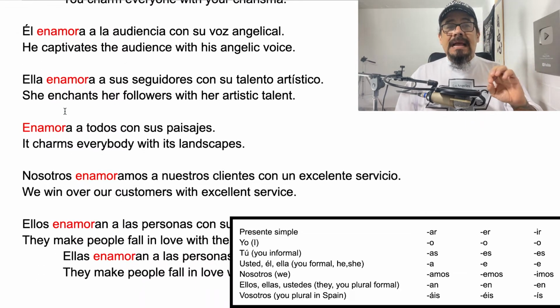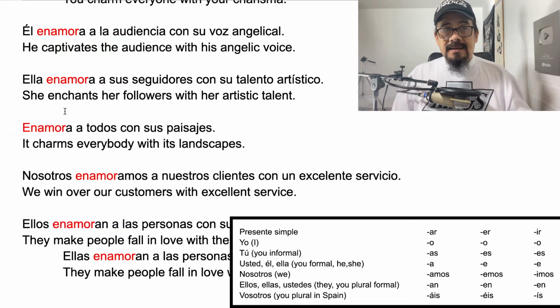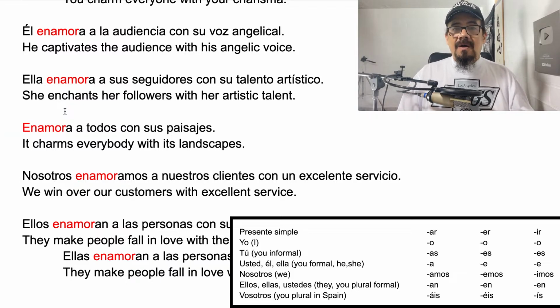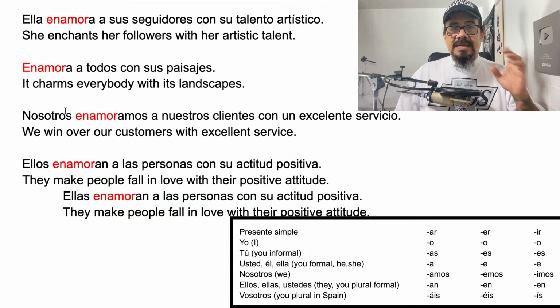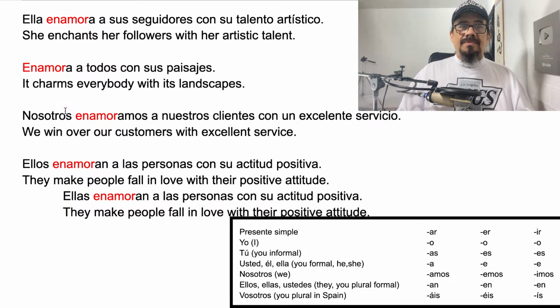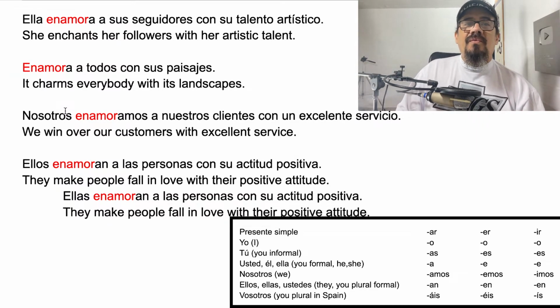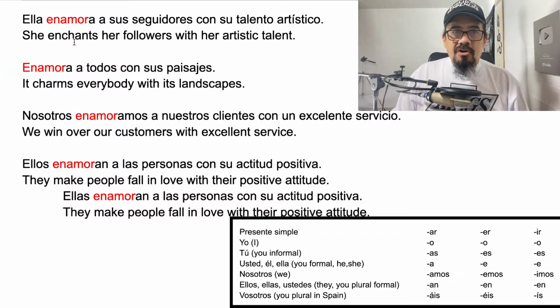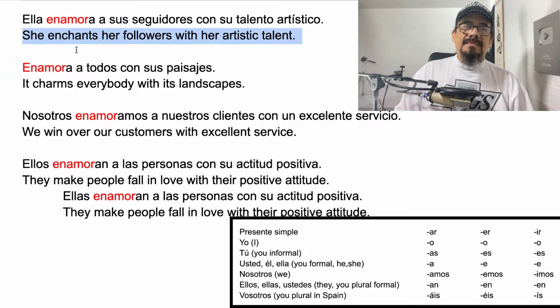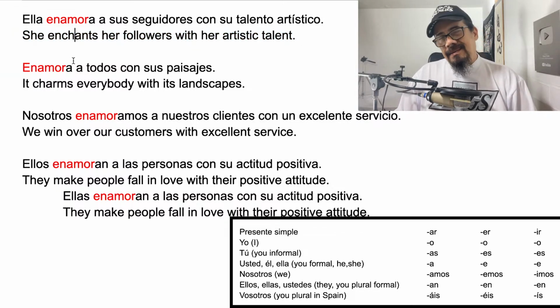Él enamora a la audiencia con su voz angelical. He captivates the audience with his angelic voice. Ella enamora a sus seguidores con su talento artístico. She enchants her followers with her artistic talent. She charms. I missed this one. Enchants. Encantar.